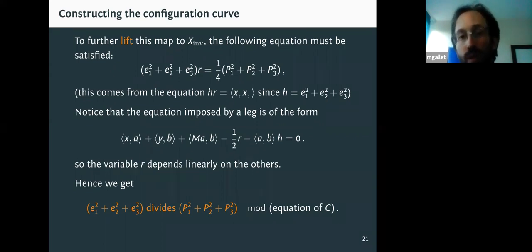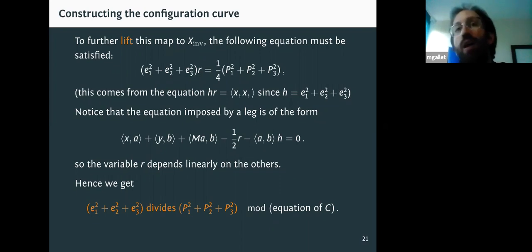Recall that in our model we have the MIJ coordinates, the X coordinate, the Y coordinate, and the R coordinate. The R coordinate was the coordinate that encoded the scalar product of the translation vector with itself. So it satisfies an equation of the form HR equals X scalar X. Now, with what we know, the R coordinate must satisfy the equation that I showed you there, namely that the sum of squares of the EIs times R equals a fourth. This is just a constant times the sum of squares of the polynomials PIs.